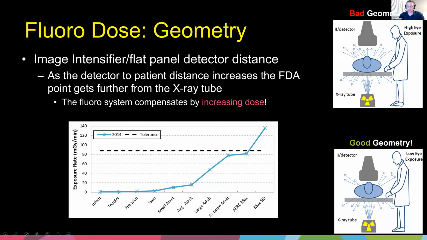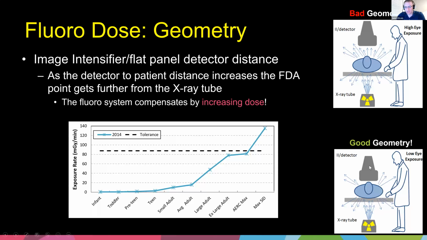So if I have my II or my flat panel right next to my patient where it's supposed to be, where my phantom is, I put all the lead and everything I can possibly think of. So I make the system use all of the radiation it possibly can to penetrate all of my phantom.